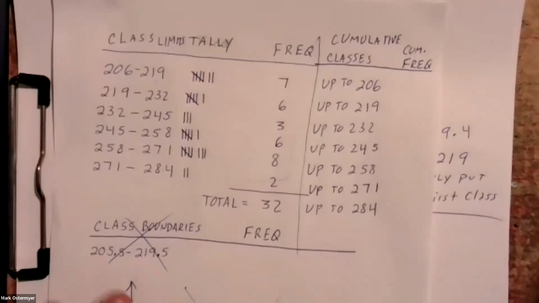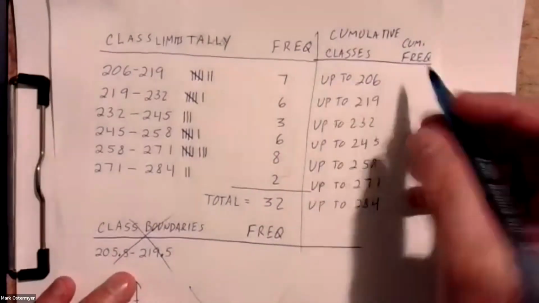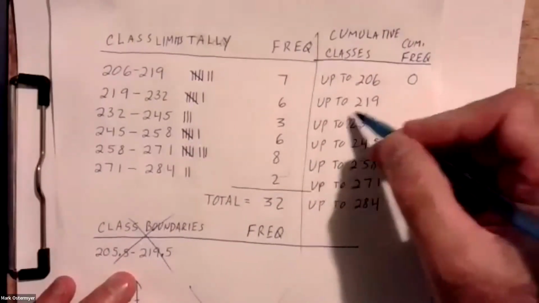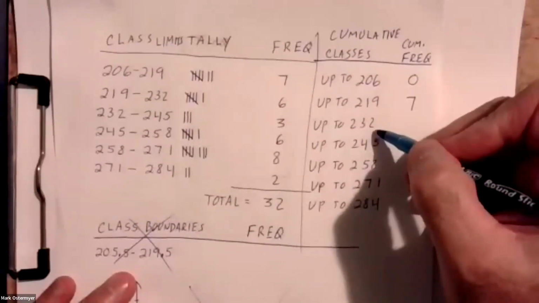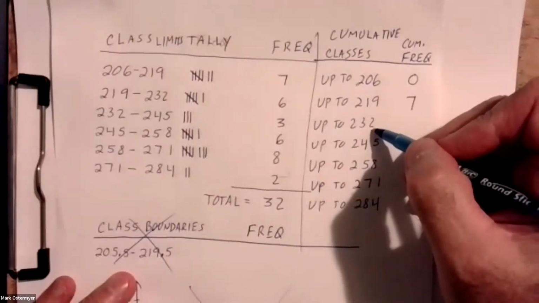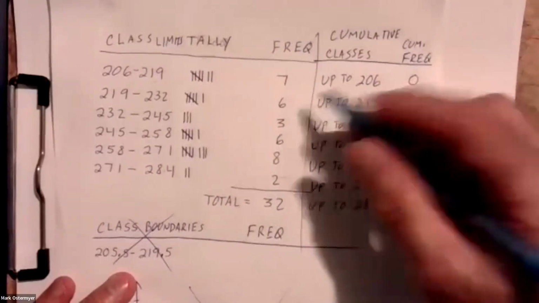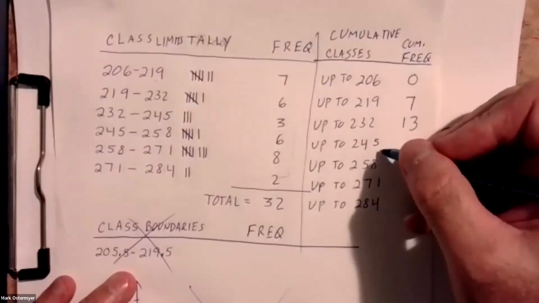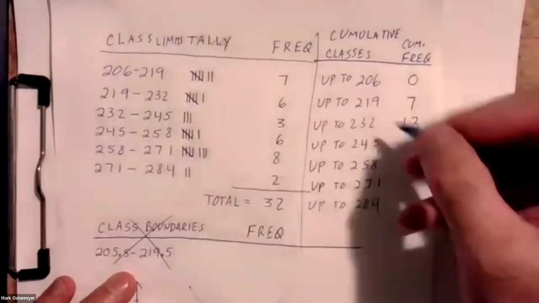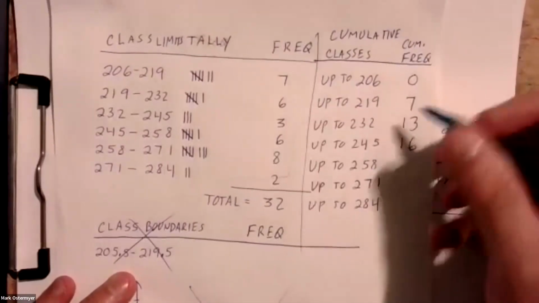All right, so these cumulative frequencies have to accumulate. So up to 206 would be 0. Up to 219 means you cut through the first class. That would be 7 observations. Up to 232 means you cut through the first 2 classes, which means 7 plus 6 more observations is 13. Up through 245 means you cut through the first 3 classes. So 13 plus 3 is 16 of the observations accounted for.